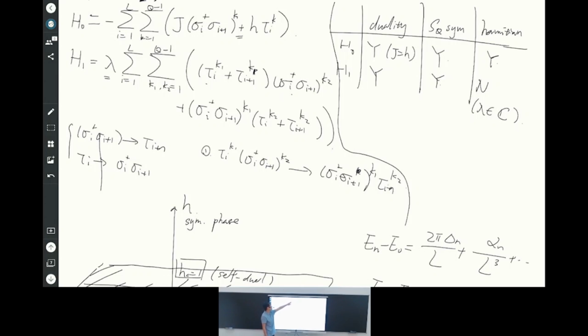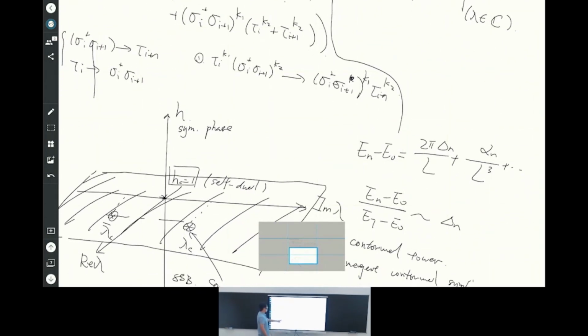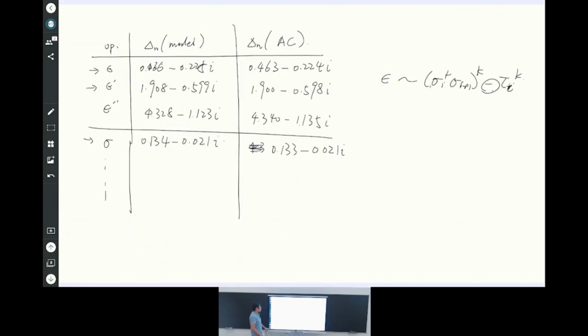Because you can think about when you change this sign in this phase. Suppose that you are located at this duality plane. If you add this epsilon operator, it will drive you to either this way or this way. This is a relevant operator, it breaks the duality properties. So in this case, you see this operator is duality odd.